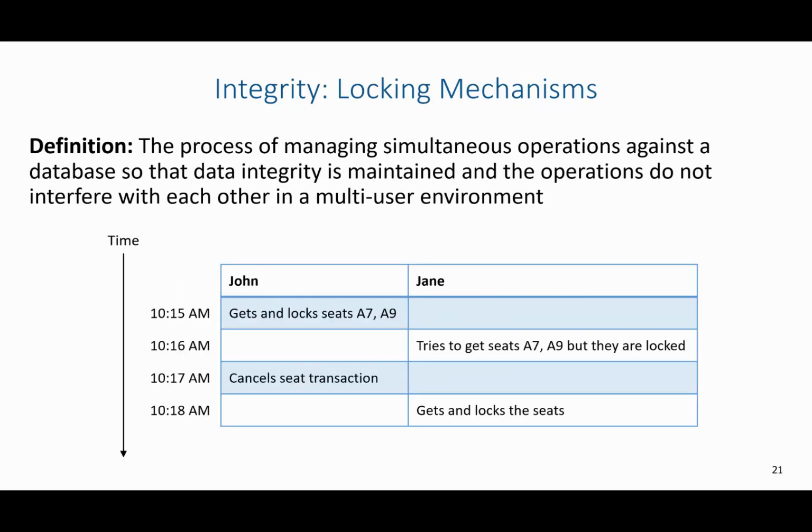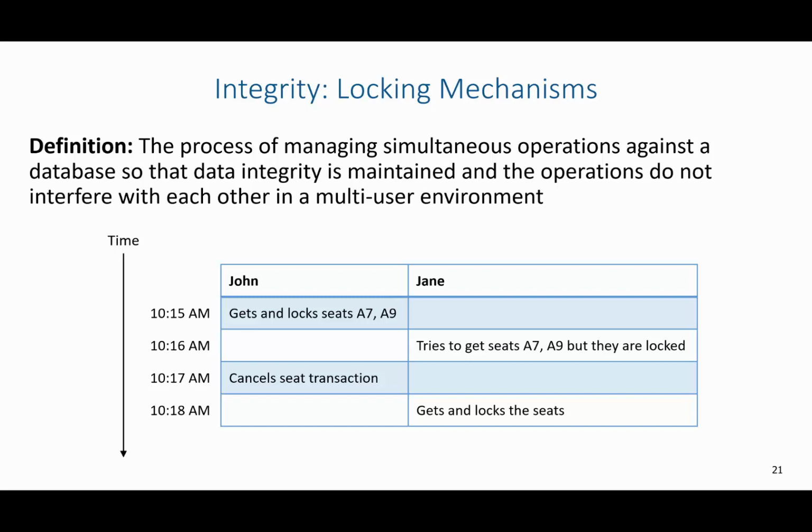So how do we protect against a lost update? We can use locking mechanisms, which basically is the process of managing simultaneous operations against the database. So it's basically going to lock certain resources until a user has given up access to those resources for another user to use them. So for example, if John wants to get those seats again, he can get and lock seats A7 and A9 so no one else can reserve those seats until he gives up those seats.